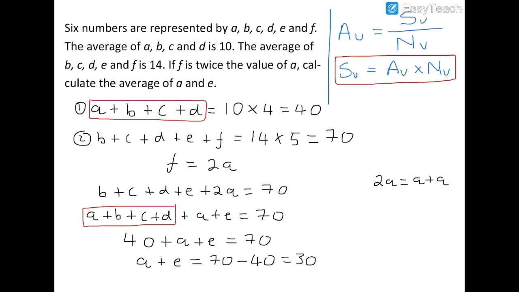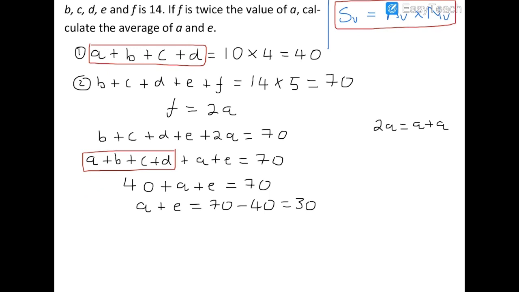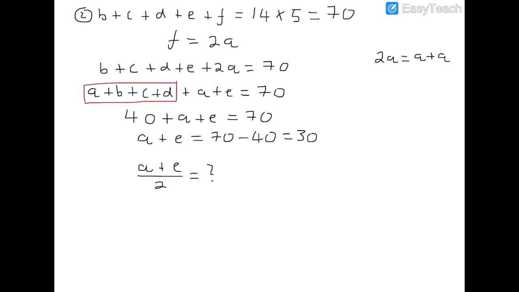Okay. However, what the question wants is that they say calculate the average of A and E. So the question wants A plus E divided by 2. Remember, we want the average of A and E. But we know that A plus E is equal to 30. That means we can substitute A plus E here with 30, and this will be equal to 30 divided by 2, which our answer will be 15.